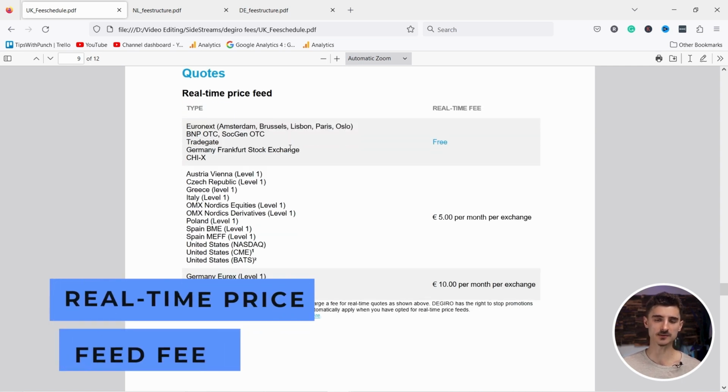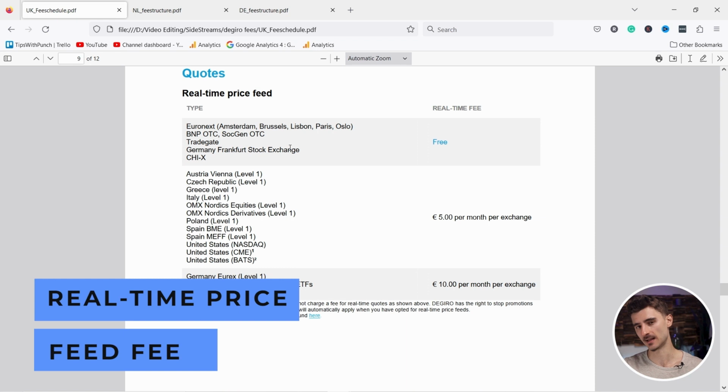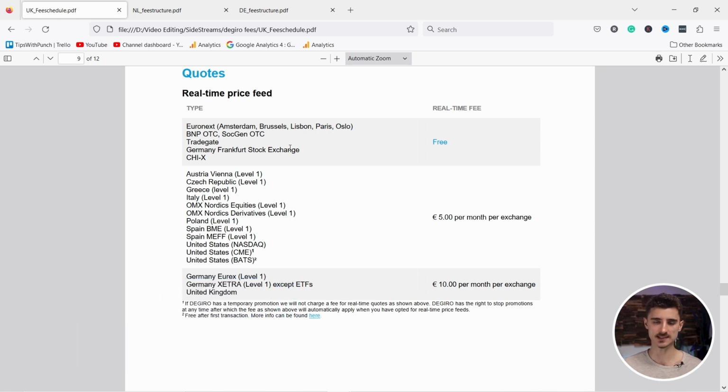Then we come to the real-time price fee, and you don't need to take this. It's an optional service that DEGIRO provides. By default, you have a few exchanges that are always live. You can see here, these ones are always live and they're free. But if you want to see a specific exchange, for example, in Greece, then you could pay 5 euros per month per exchange to see the live feed. I think there's usually a 15 or 30 minute delay if you don't get this.